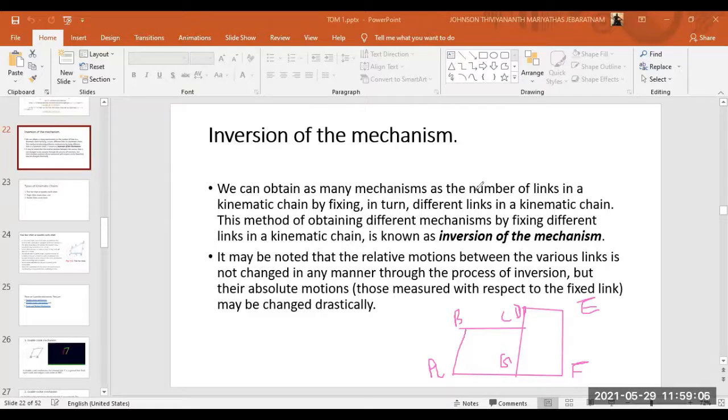This method of obtaining different mechanisms by fixing different links in a kinematic chain is known as inversion of the mechanism. So we fix different links to obtain different mechanisms, which is known as the inversion of the mechanism. Simple. We fix certain links based on our wish and obtain different motions. That is known as inversion of the mechanism.